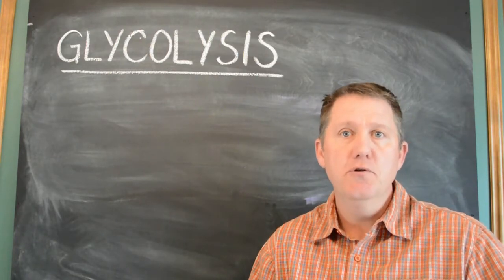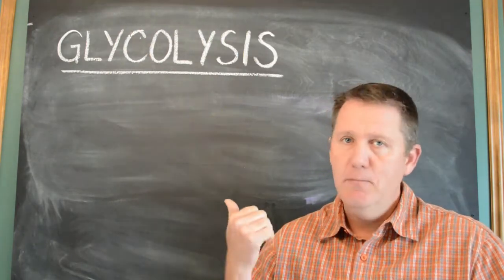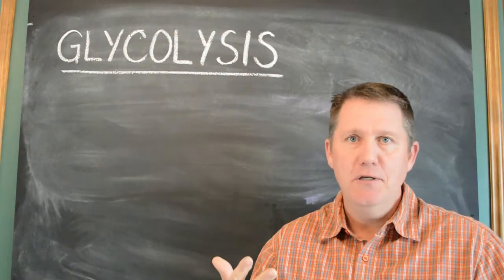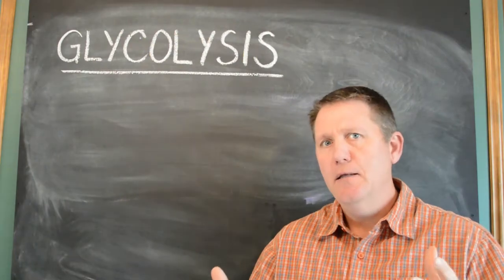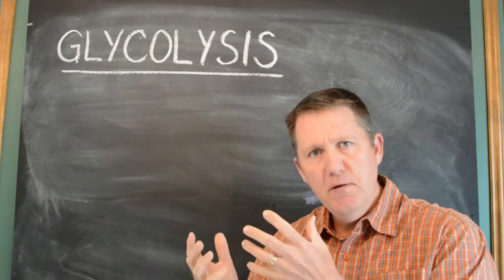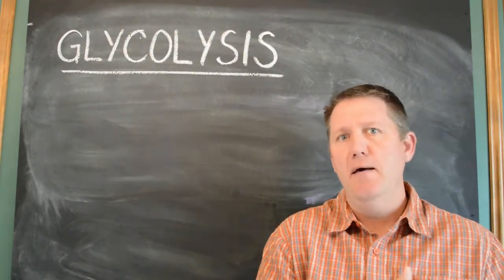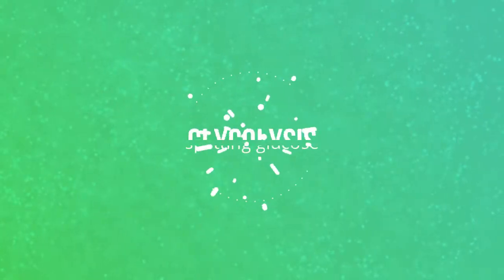And it's a pretty universal process. Animals can do it, bacteria can do it, plants can do it, fungi can do it. It happens out in the cytoplasm and is really the step before the real payoff that happens in the mitochondria. Let's take a look.